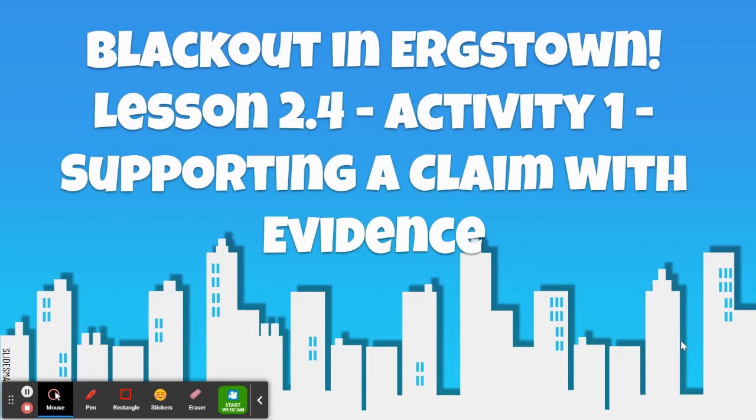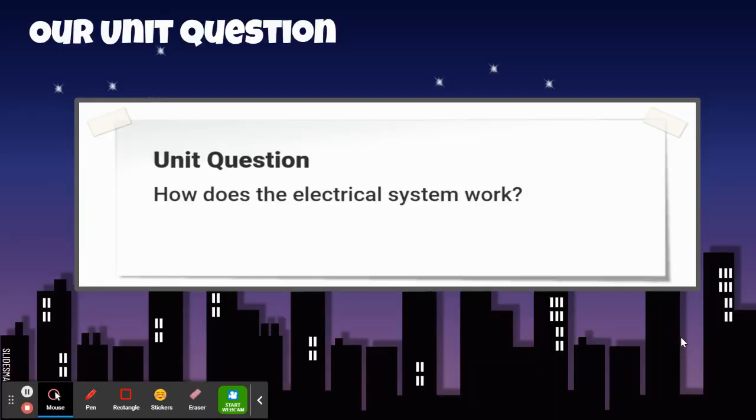Welcome back, fourth grade. We are back in Ersktown, and today we're in lesson 2.4, activity 1, supporting a claim with evidence. Let's review our unit question.